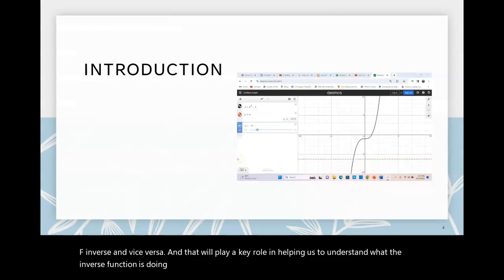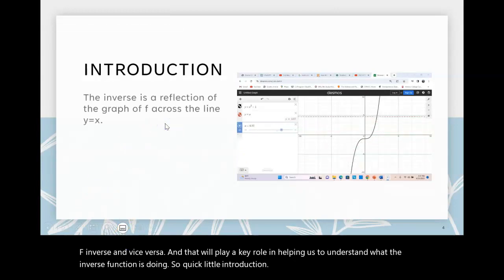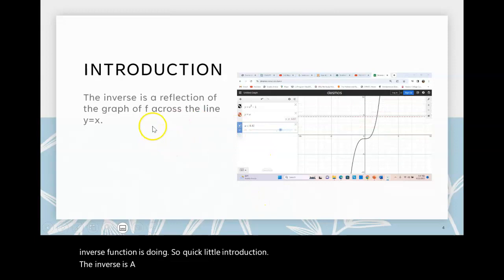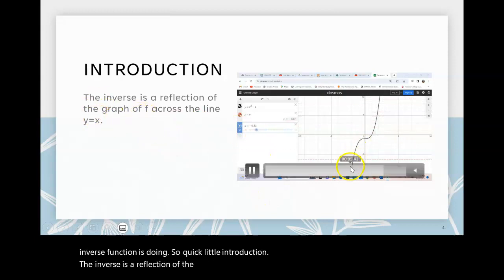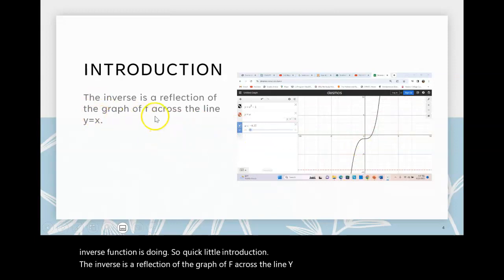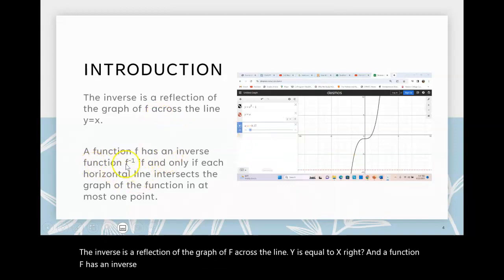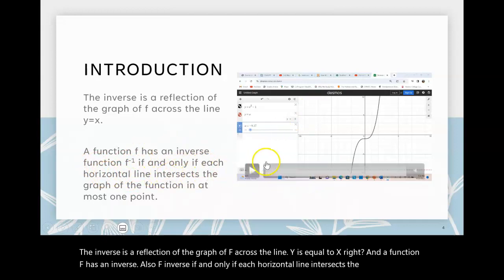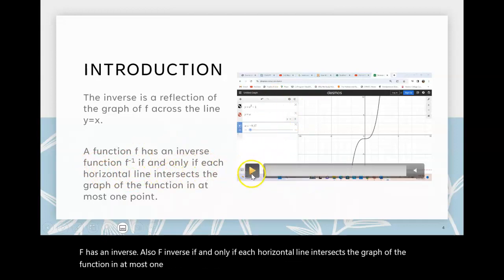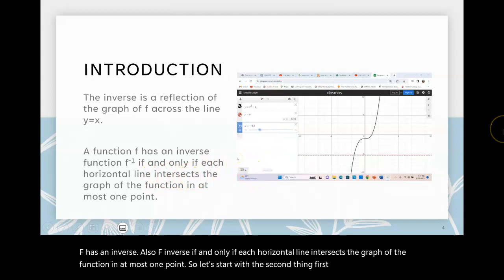So a quick little introduction. The inverse is a reflection of the graph of f across the line y is equal to x. And a function f has an inverse, also f inverse, if and only if each horizontal line intersects the graph of the function in at most one point. So let's start with the second thing first. We'll see the first thing in just a minute.